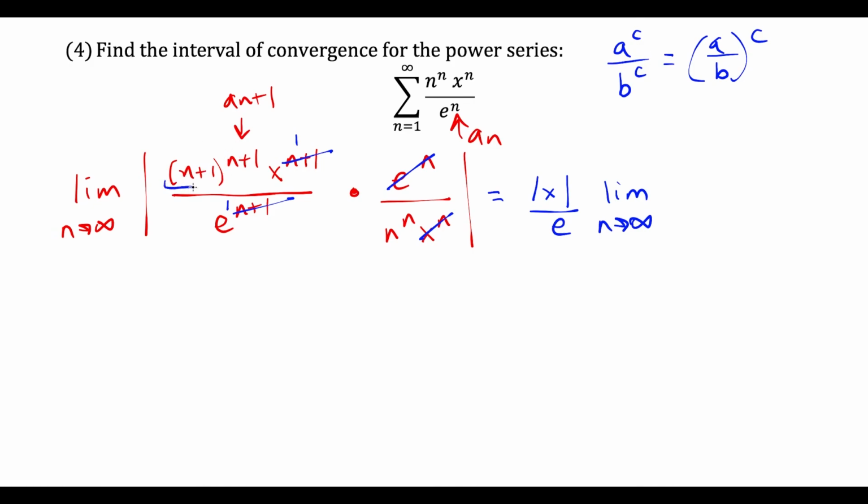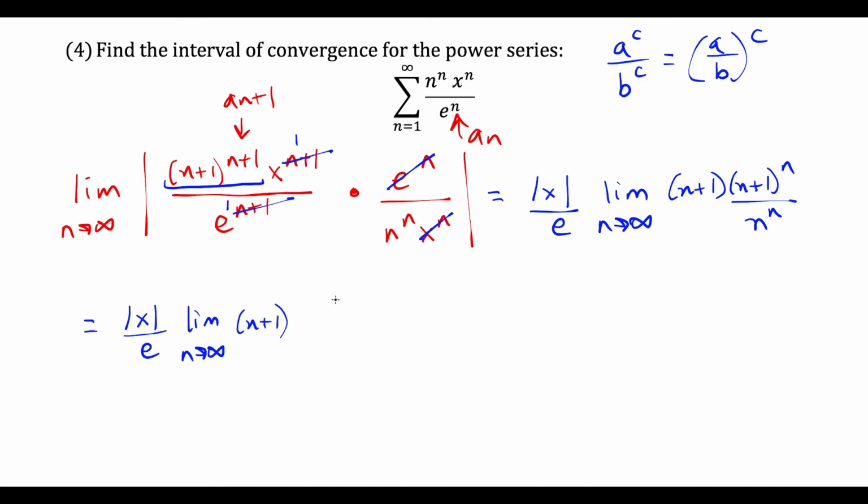And one thing I want to do is rewrite this a little bit differently. I'm going to rewrite that as (n plus 1) times (n plus 1) to the n, because if we were to multiply those two, it would bring us back to (n plus 1) to the n plus 1. And now we're dividing by n to the n on bottom. And once again, the terms with the n can leave the absolute value because n is going to infinity, so these are all positive terms. So now we'll just group this a little bit differently. This is equal to the absolute value of x over e times the limit as n goes to infinity of (n plus 1) times ((n plus 1) over n) to the n power.